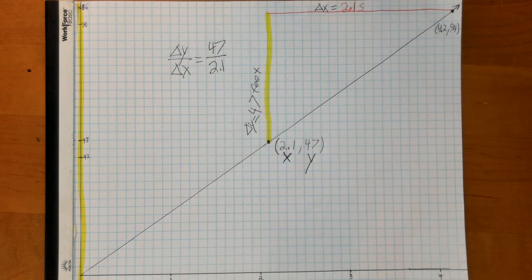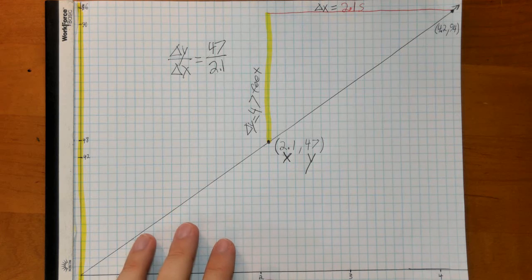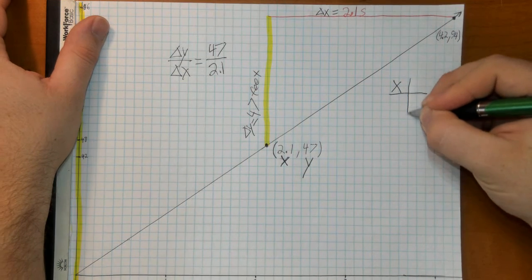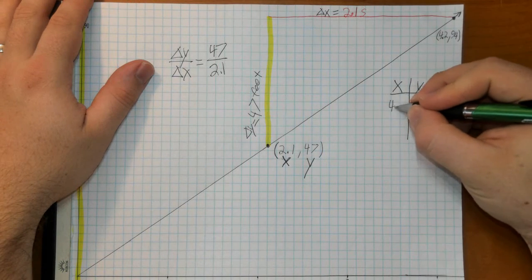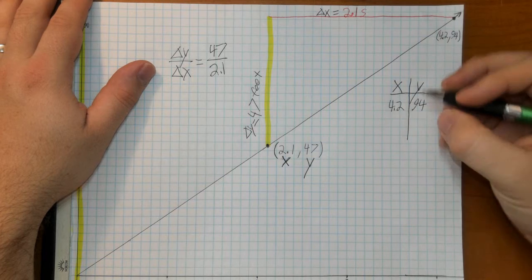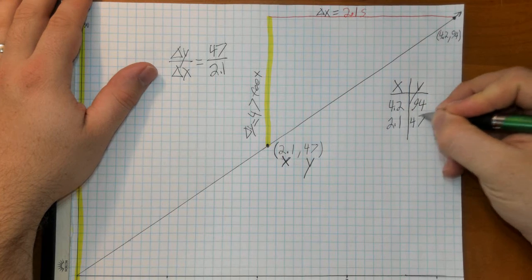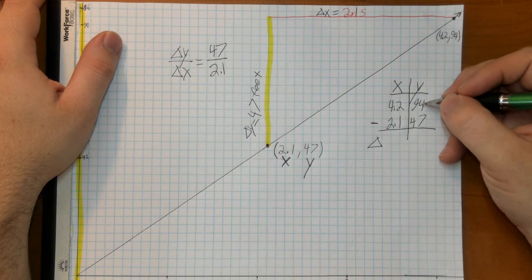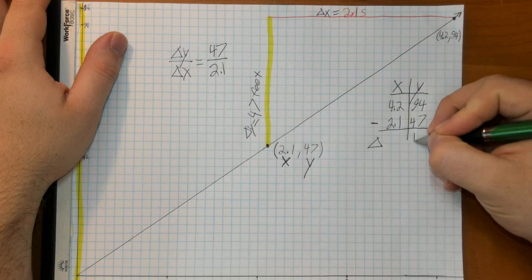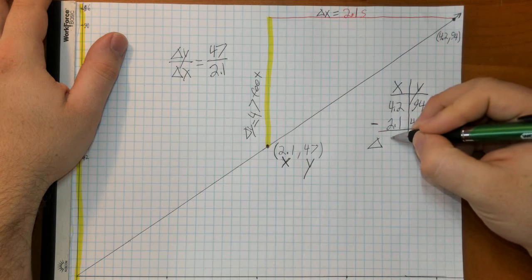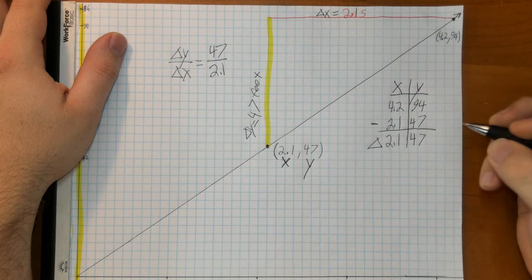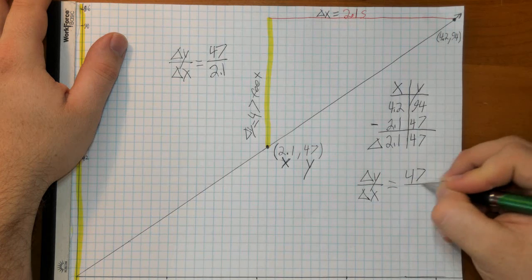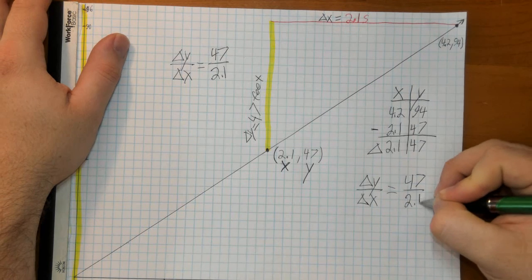Now, I'm going to check this using my coordinates here, just like we did yesterday, where I'm going to set up an XY table. So one coordinate is 4.2 and 94, and the other coordinate is 2.1 and 47. To find my delta values, I'm going to find the difference, because delta means difference here. 94 minus 47, that's 47. 4.2 minus 2.1, that's 2.1. These are my delta values. Delta y goes on top, y to the sky. And we see I get the same answer as 47 over 2.1.